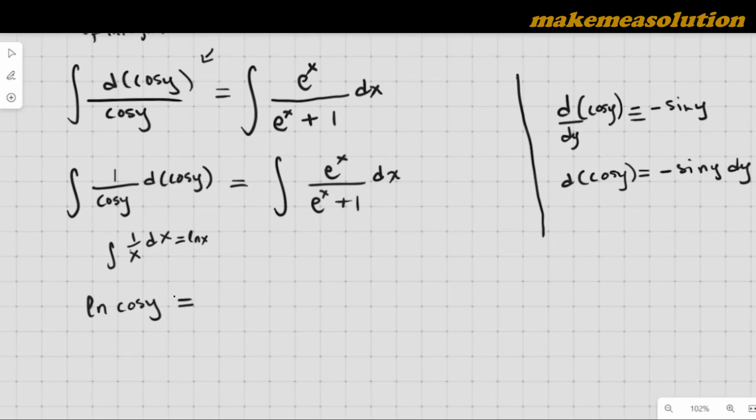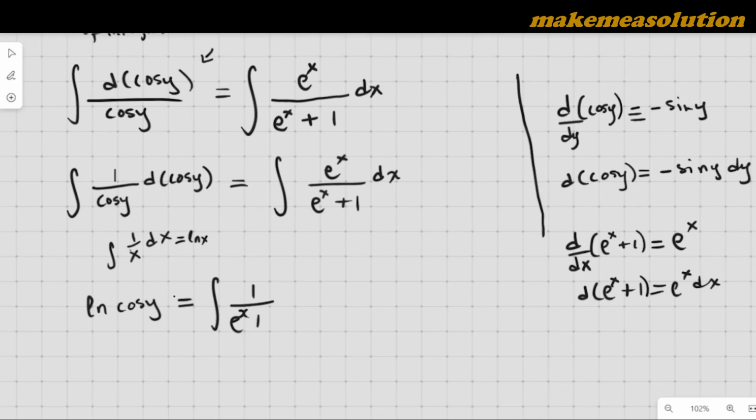Well, if you observe very carefully, if you differentiate the denominator with respect to x, what will I get? I'll still get exponential x. So invariably d of exponential x plus 1 is equal to exponential x dx. So I can now replace this exponential x dx here with d of exponential x plus 1. Is that okay? So you have the integral of 1 over e to the x plus 1, then instead of exponential x dx we'll have d of exponential x plus 1, like that.